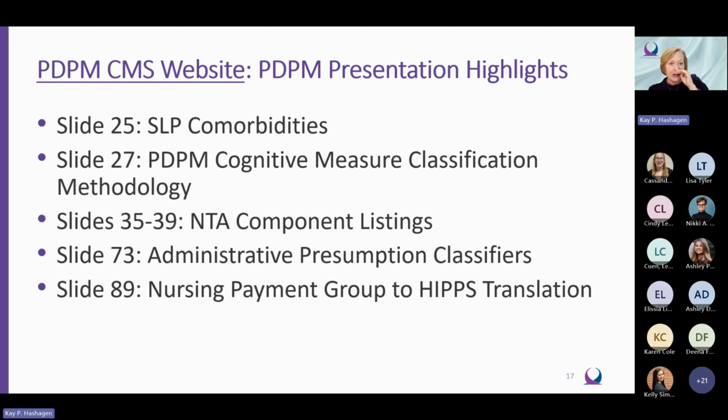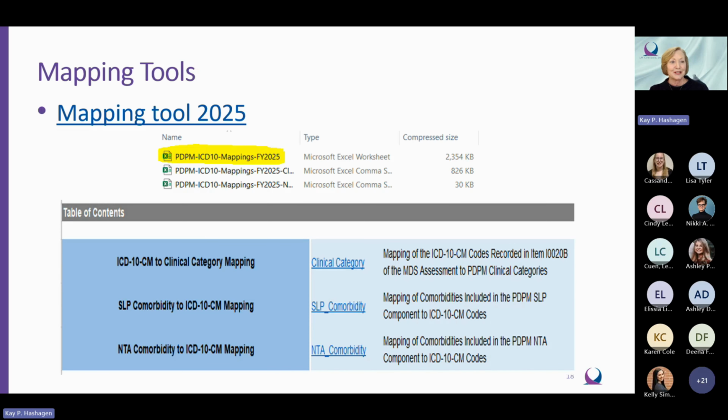And then slide 89 is the nursing payment group to HIPS translation. There's no way you can remember which letter of the alphabet correlates to which nursing category in your HIPS coding. So I use this as a cross-reference.